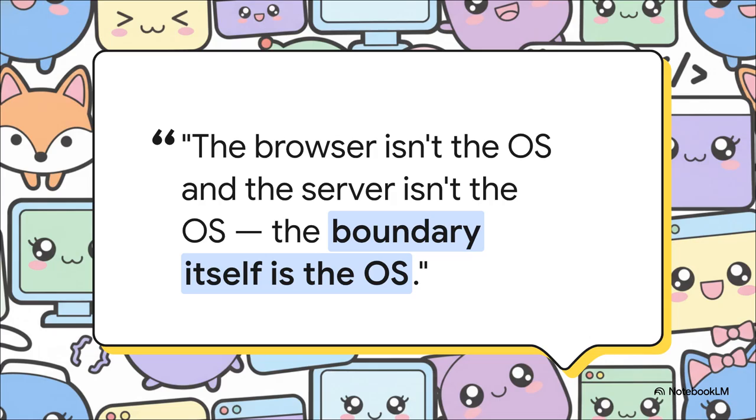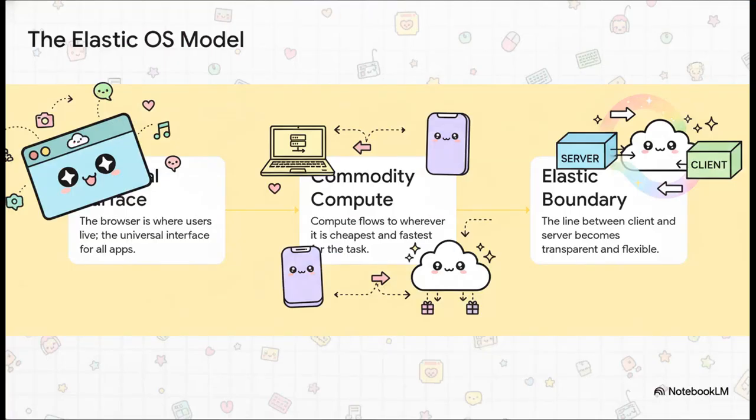The OS of the future isn't a place on your desk. It's the invisible, dynamic line between your device and the cloud. And the whole game is about making that line elastic. So here's how that works in the real world. Step 1. The browser is just the surface. It's the screen where we do all our stuff. Step 2. The heavy lifting, the actual compute, becomes a commodity. It can happen anywhere, wherever it's cheapest and fastest.